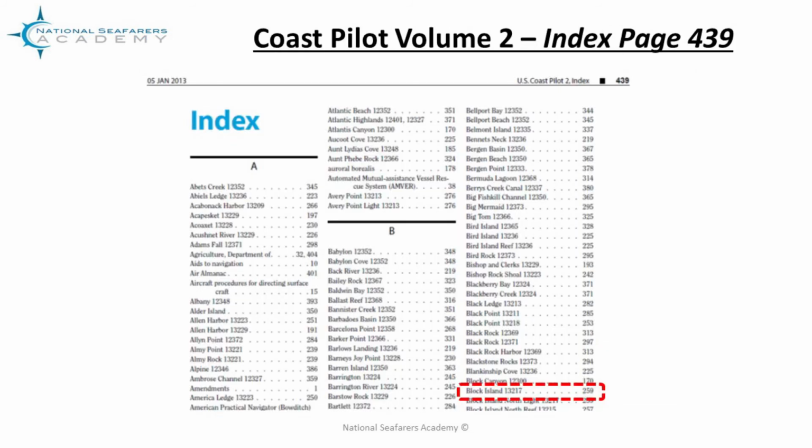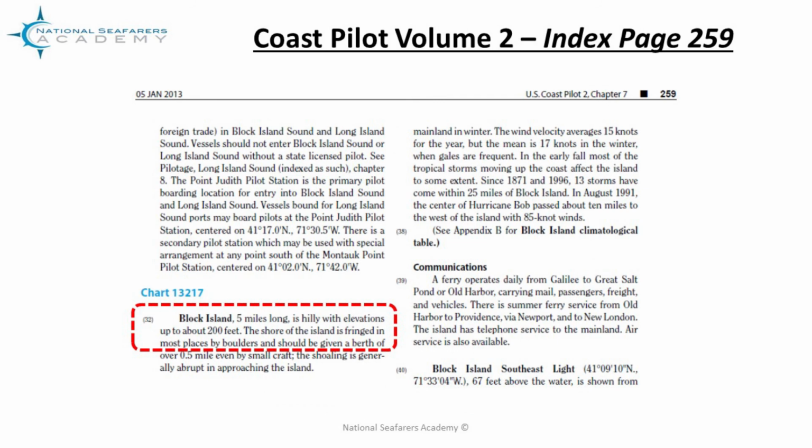Usually the quickest way to find something in the Coast Pilot is just to look it up in the index. So turn back to the index, and you can see that the index starts on page 439, and then we look down for Block Island. There we go, we find it right there, Block Island, and we can see that additional descriptive information is going to be provided on page 259. So we turn to page 259 and we find the description about Block Island, and there it goes.